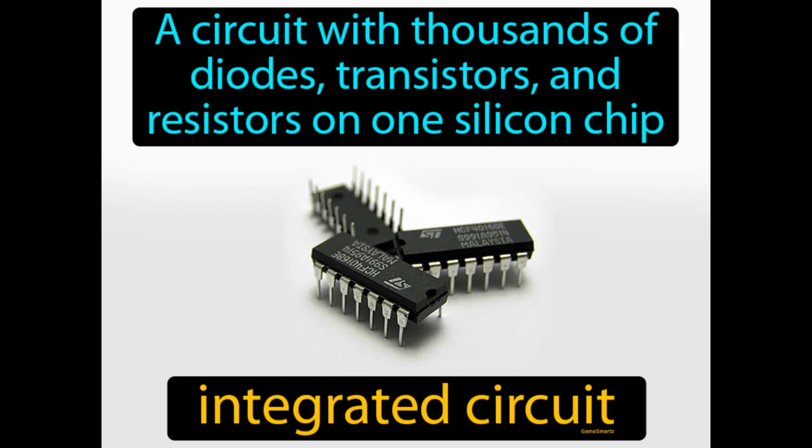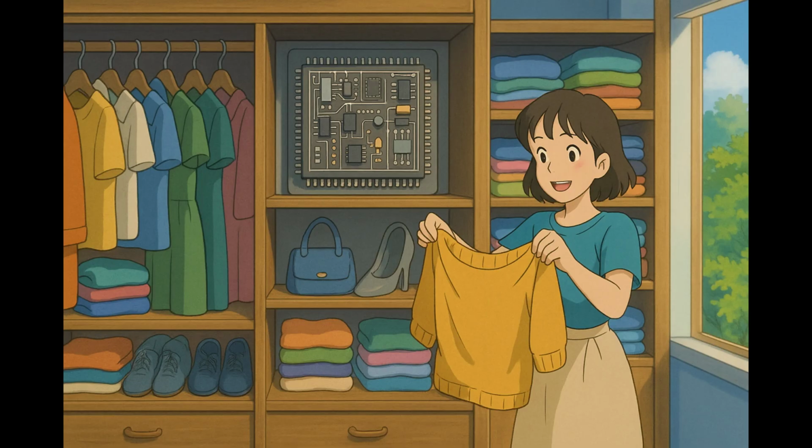A circuit with thousands of diodes, transistors, and resistors on one silicon chip. Integrated circuit. An integrated circuit is a tiny electronic device that combines many small components on a single chip to perform complex tasks efficiently. Imagine trying to organize a massive closet where you have clothes, shoes, and accessories all mixed together. Just like each item in your closet has a specific place and purpose to keep everything tidy and functional.